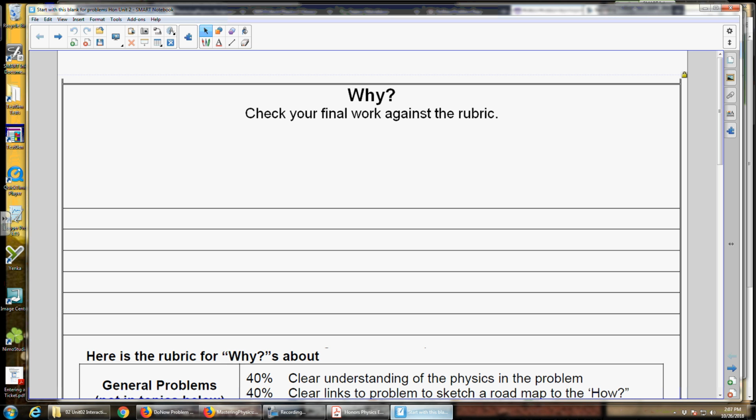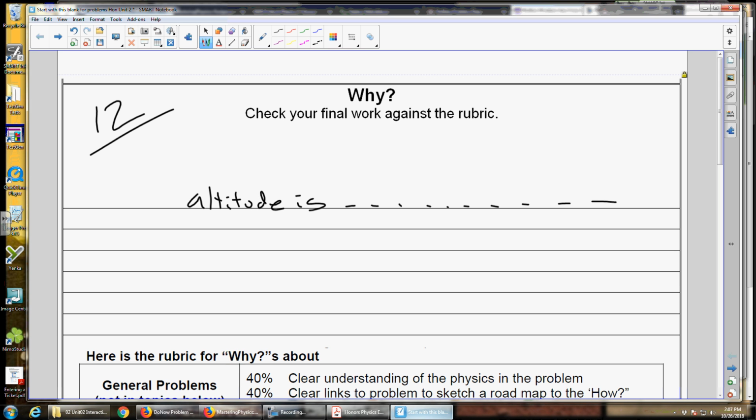So I would definitely show that I understood this is 12. Altitude is height above sea level, the distance from where you are to the surface of the planet, right? What's creating the gravity? What about the Earth is creating the gravitational field? What does the Earth have a bunch of that would make a gravitational field? Mass.